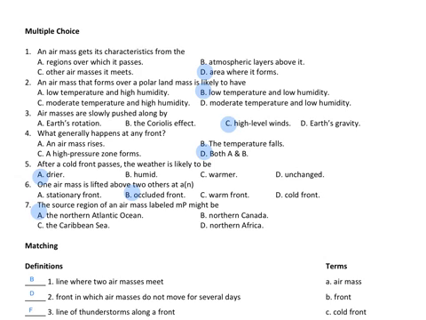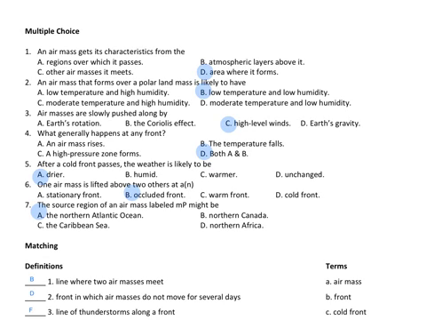Air masses are slowly pushed along by high level winds. All right, Earth's rotation, okay, that's nice. Coriolis effect causes things to deflect to the right, and Earth's gravity, well, that's just a nice statement in there, has nothing to do with the question.